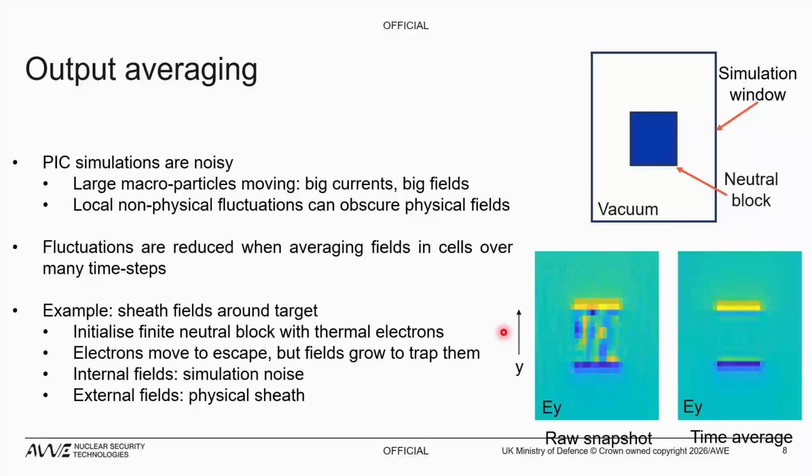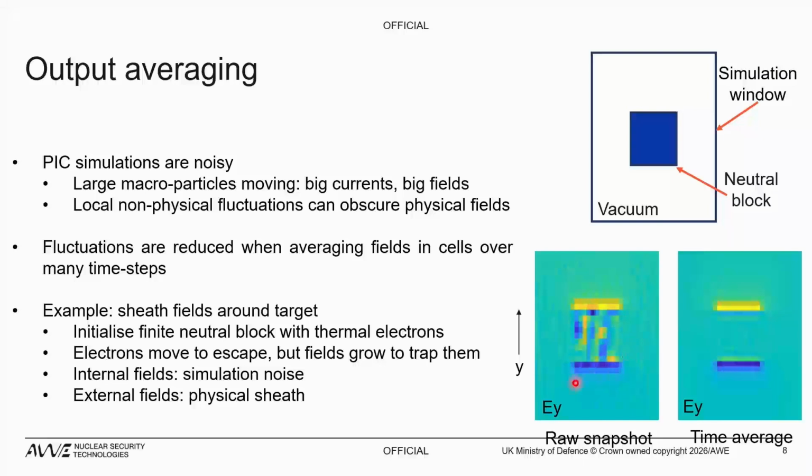But a physical field is going to stick around. So that's an example of what we're showing in this dump here. This is the EY field around that simulation, with and without field averaging. When we don't have averaging, we see all these noisy fields because I've given it a really poor resolution.